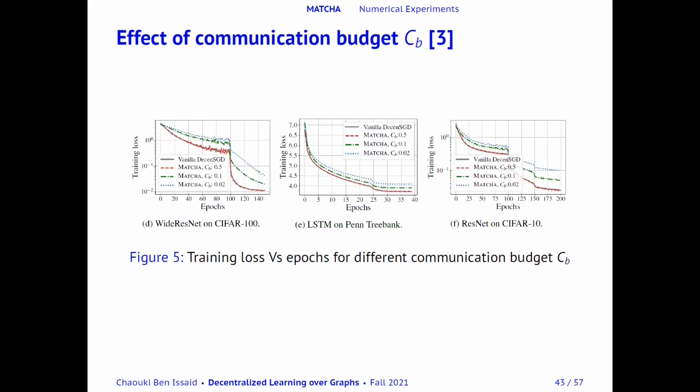In figure 5, the training loss is plotted as a function of the number of epochs for different values of CB for 3 different tasks. One can observe that when the communication budget is set to 0.5, that is reducing the expected communication time per iteration by 15%, Matcha has nearly identical training loss to vanilla decentralized SGD at every epoch.